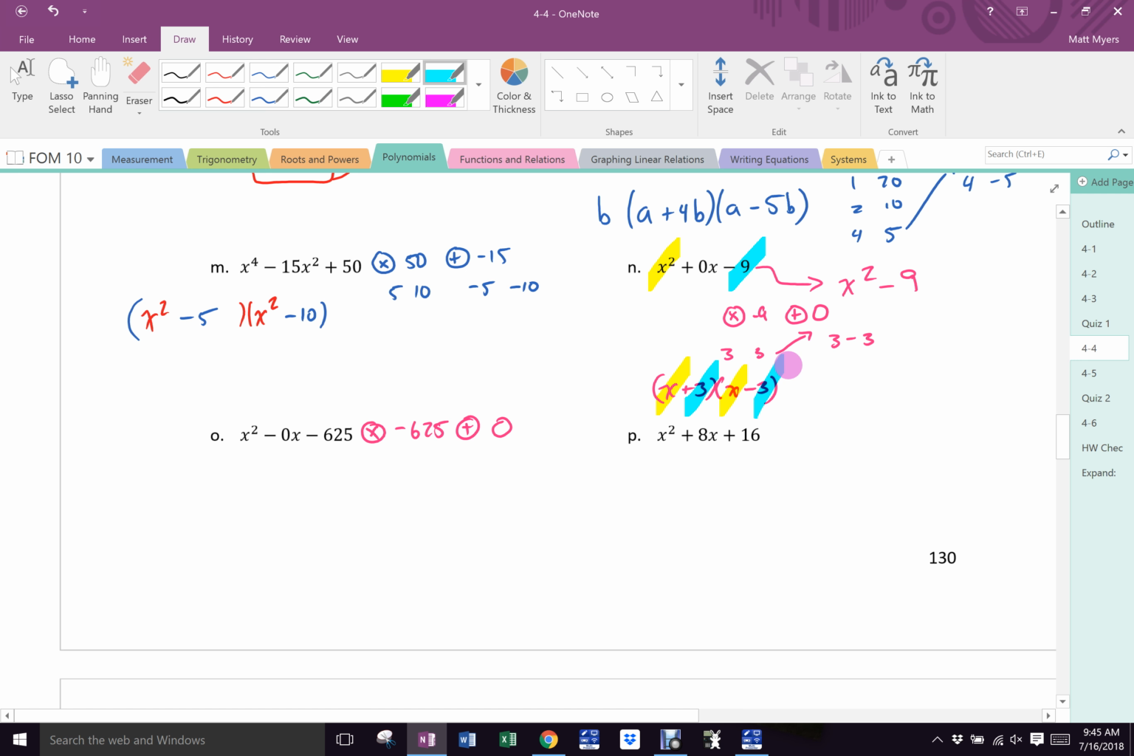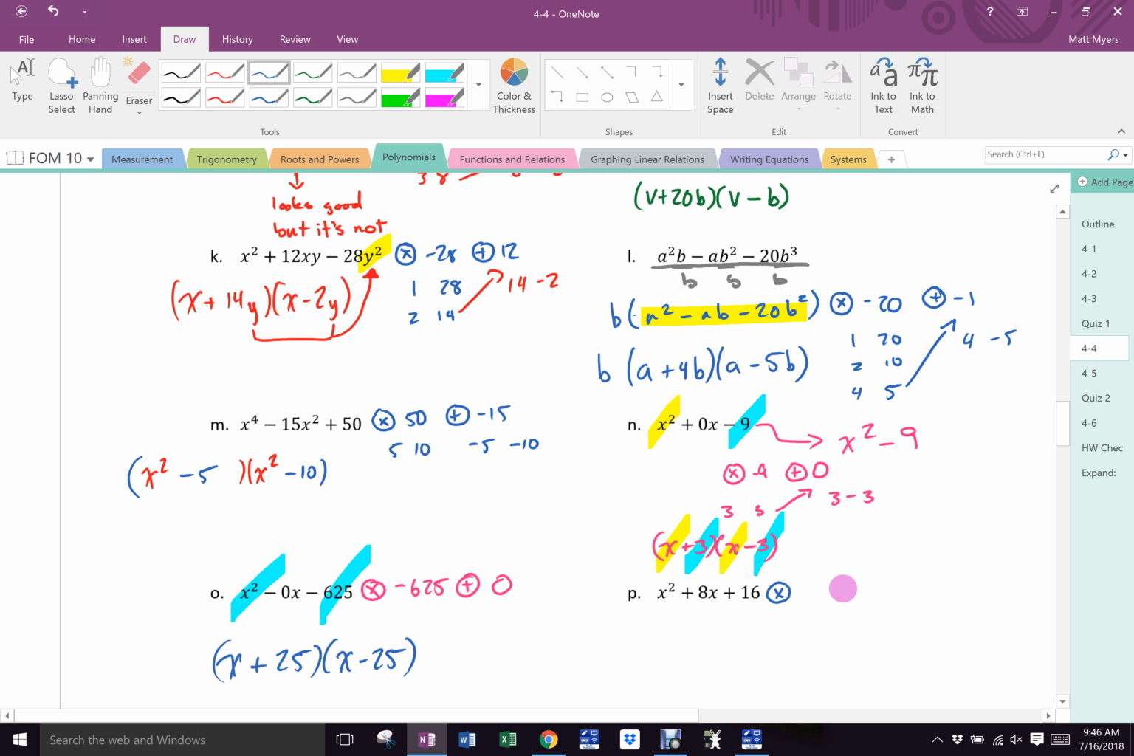And I'd really like to hear this from a grade 9, not a grade 10, because all the grade 10s have already seen this. They're square roots, aren't they? So what do you think might be an answer here when I have x squared and 625? X plus the square root of 625, 25. X minus 25. Cool? Okay. Now look at P.